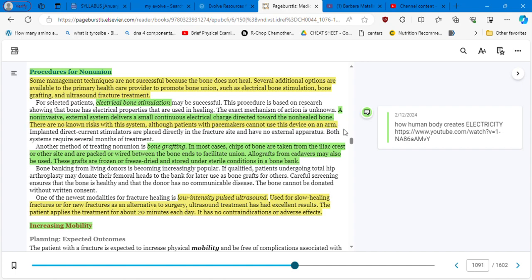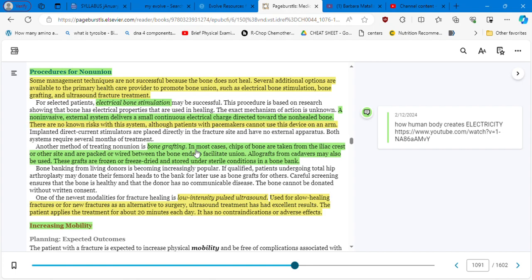Okay, and I have included a video about how the human body creates electricity. So when they are doing this electrical bone stimulation, basically they are just promoting the creation and the activity of electrons, electron neutrons, in the cell. So they want to promote healing by controlling the electric impulse. There is a link here about electricity that you should be able to review.